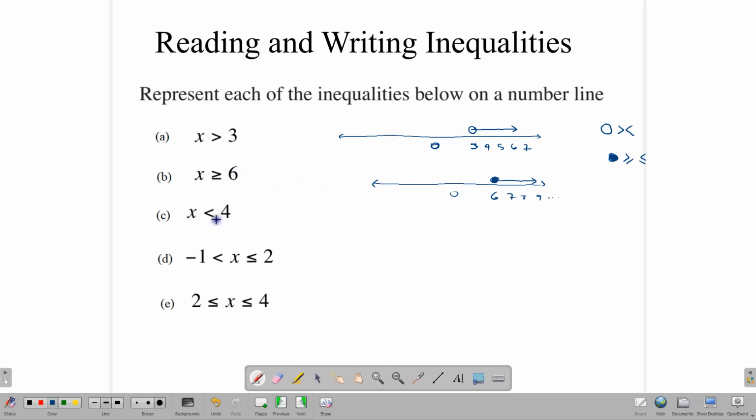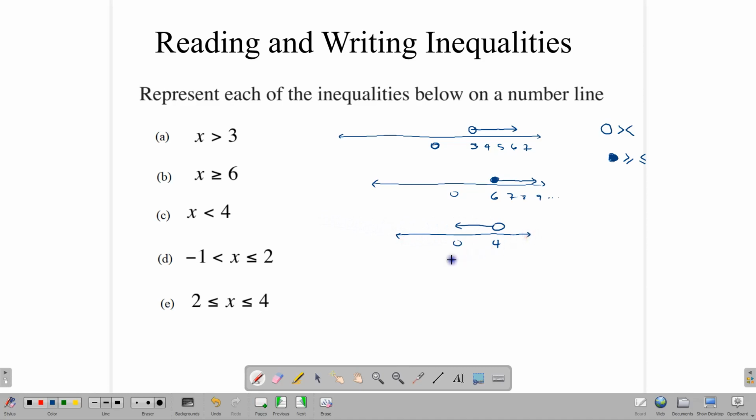For this one, x is less than 4. So you draw your number line. Remember, you don't need a very fancy number line. x is less than 4. So we're using this thing again. So we're going to use an open circle and an arrow to indicate that our answers are going in this direction. All the numbers less than 4.